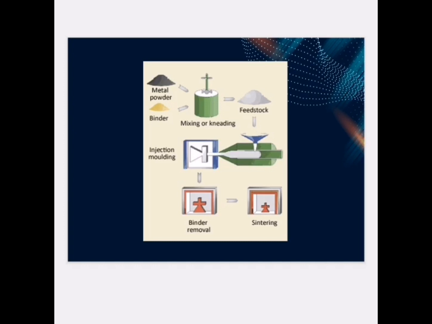In the binder remover, almost 80% of the binder is removed, and then we are left with the brown metal skeleton, which is transferred into the sintering part, where high temperature is given to collect all the metal powders together to form a strong metal.